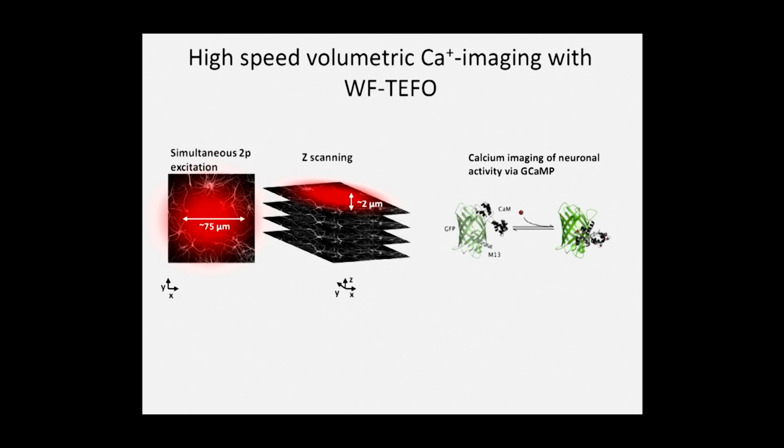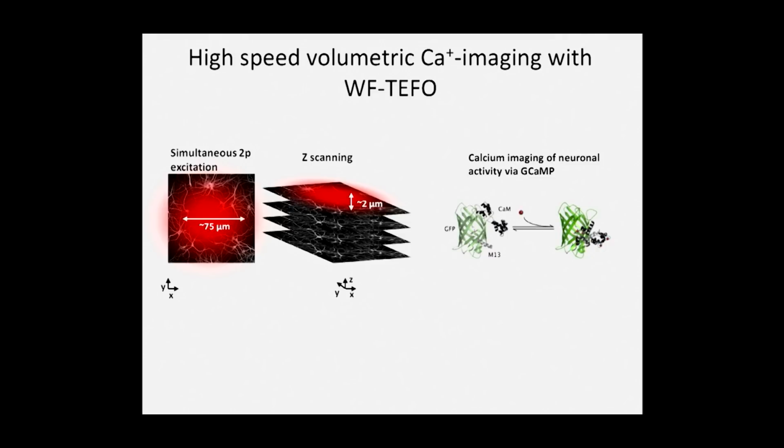So the idea was exciting a field of view of that size and then scanning that sheet axially quickly to capture the volume. And we wanted to use GCaMP again as our calcium indicator. And the reason why we chose that size was that we were interested in looking at the brain of C. elegans, which would roughly fit in that volume.